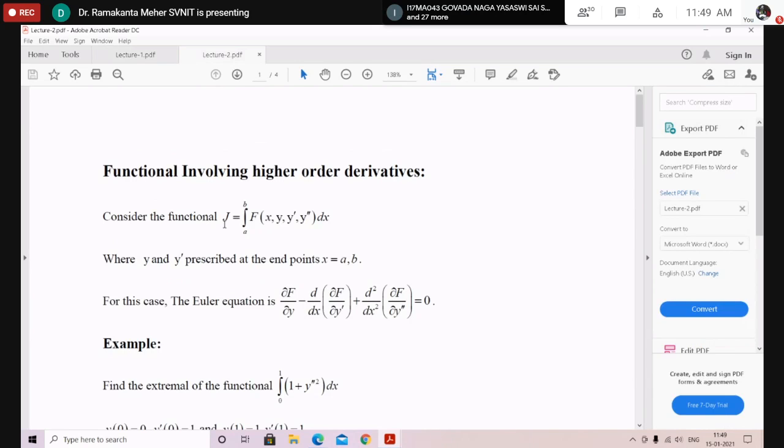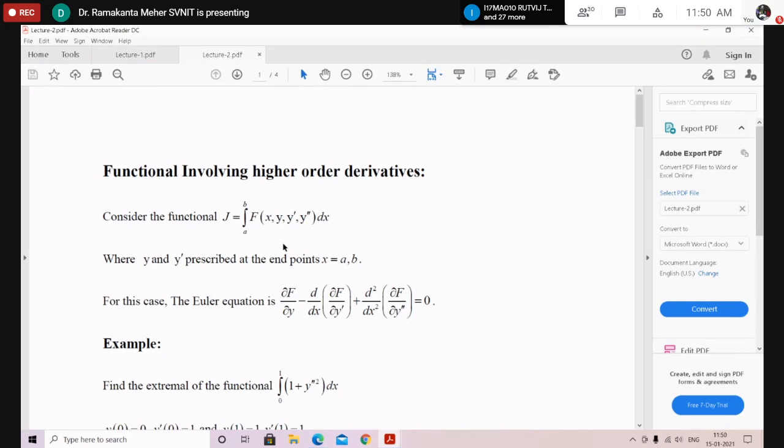Now if we proceed further, in the last functional we have taken y up to the first derivative. If you extend further, suppose we are taking the second derivative in the variational problem, that means y double dash. Now our function becomes a function of x, y, y dash, and y double dash, since we have introduced the second derivative in the function.